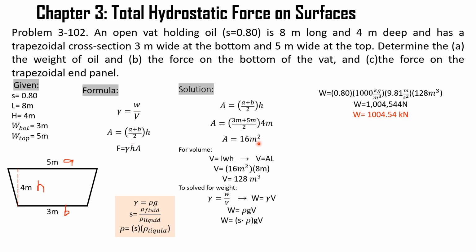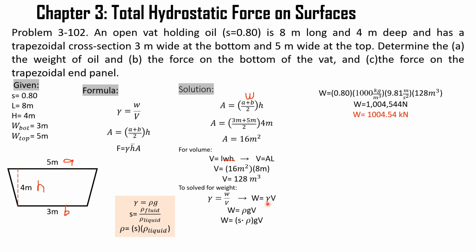To solve for the volume, since volume is equal to length times width times height, and width times height is equal to our area, since this one is our width multiplied to height, volume is equal to area times length. Substituting the given, volume is equal to 16 meters squared times 8 meter is equal to 128 meter cube. Back to the formula of specific weight, which is equal to weight over volume, to solve for the weight, multiply both sides by volume. So weight is equal to specific weight times volume.